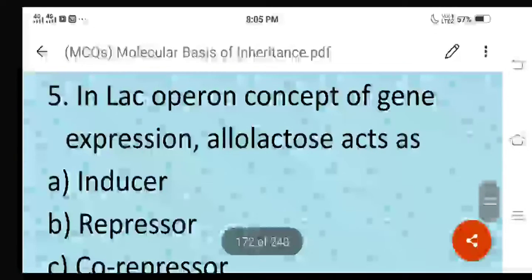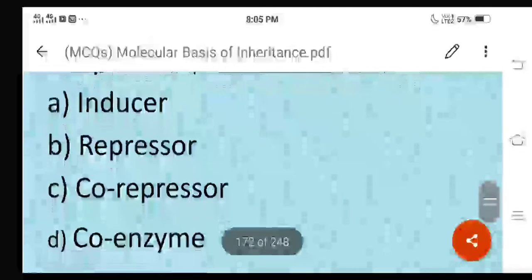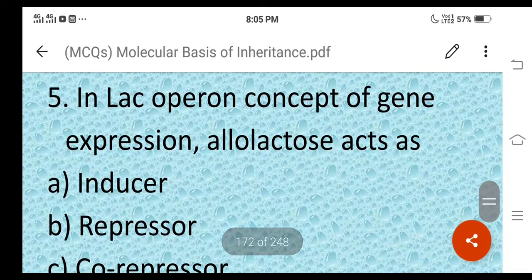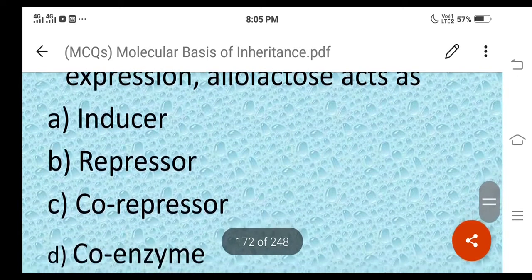Then question number 5. In the lac operon concept of gene expression, allolactose acts as inducer, repressor, co-repressor, or coenzyme. The allolactose is a modified form of lactose only. It will act as the inducer in the lac operon concept, right? Option A is the correct answer.